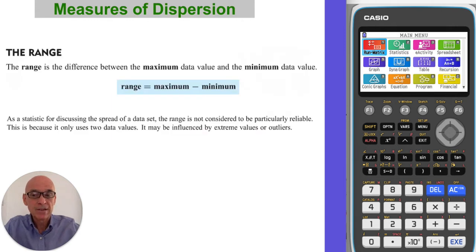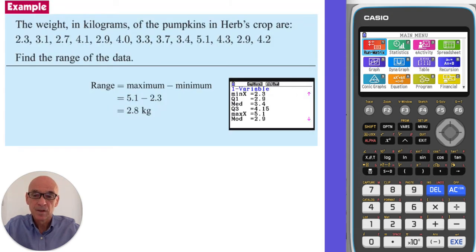So going back over the range: it is the difference between the maximum data value and the minimum data value. However, it's not a very reliable measure of spread because it only uses two data values, the highest and the lowest. In this example, we're asked to work out the range of the data. So we could simply put the data in order, find the highest and the lowest. And we can use our calculator to do that for us.